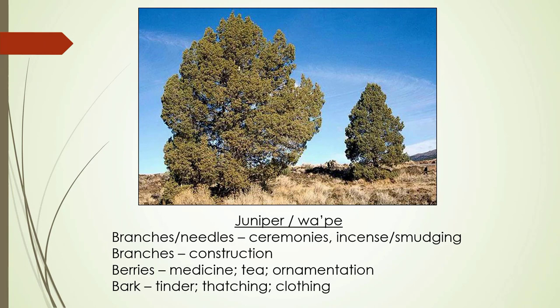They use the branches for construction, the berries, they use them for teas. They also use them for ornamentation, necklaces, the bark. Wildfire goes through juniper pretty quick, and the indigenous people knew that too, and they would peel the bark off the trunk and use it as tinder to start their fires. And then the branches and the needles were also used for smudging, along with sagebrush as well.